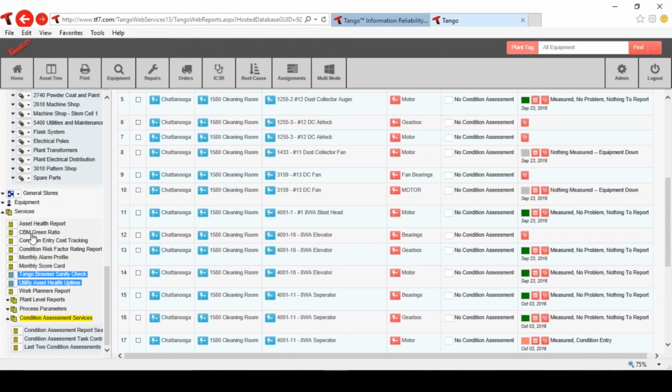Try hitting the right buttons again. That's Asset Health Report. If we go to plant level reports, here's our Asset Fitness Summary. So that's the report that we were just looking at, the Asset Fitness Summary.